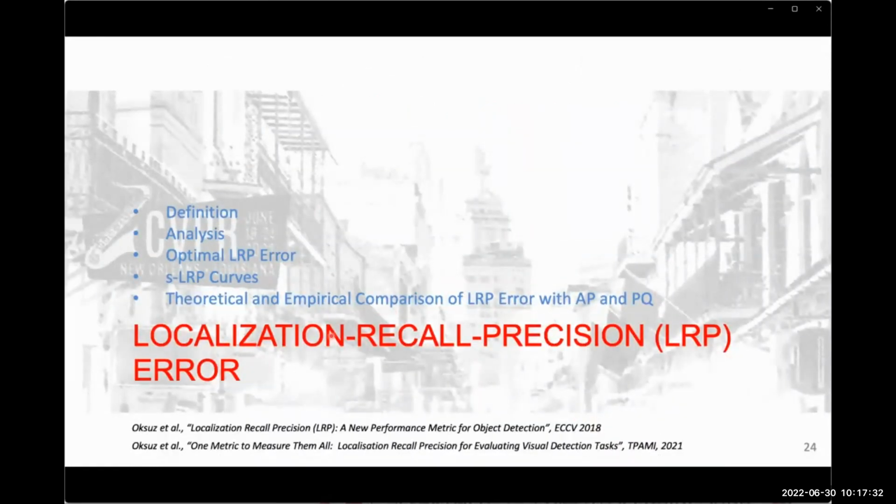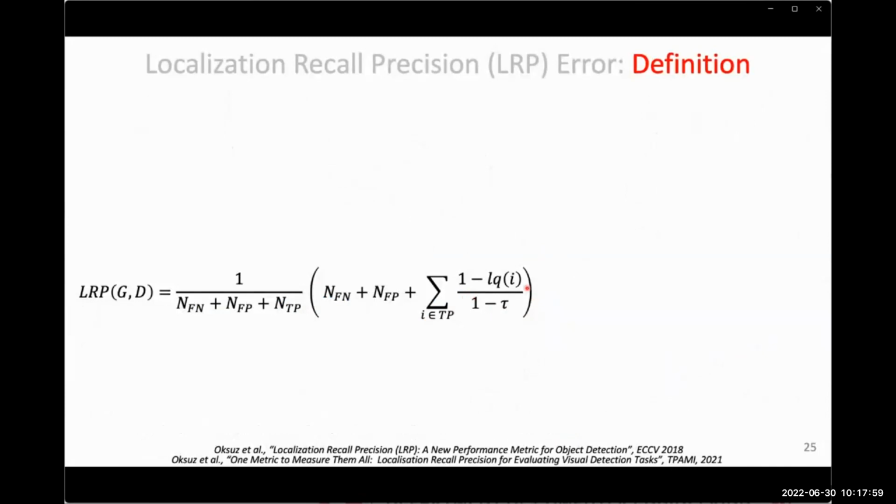Now, let us look at localization, recall, precision error, in short LRP error. First, I will introduce LRP error in detail. Then we will analyze LRP error in terms of the important features similar to how we analyze average precision and panoptic quality. Note that LRP error was introduced independently from panoptic quality in 2018. In the first part of our tutorial, Emre introduced LRP briefly, and now I will provide a more detailed coverage.